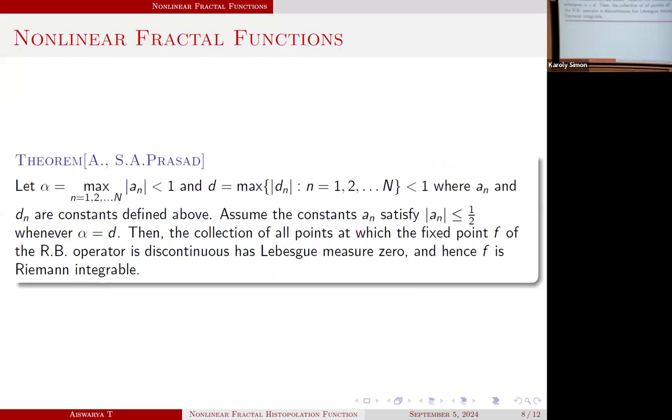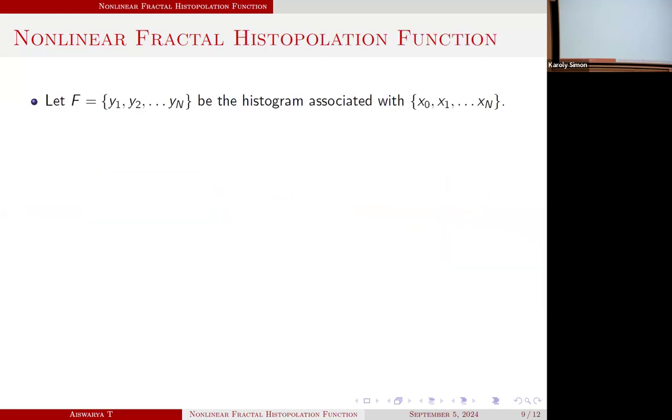Then we proved the Riemann integrability of this function. So we defined alpha to be the maximum of the contraction factors and d to be the maximum of the vertical scaling factors. Whenever alpha was equal to d, we assumed that the maximum of the contraction factors should be less than or equal to half. Then we proved that the set of points where the RB operator is discontinuous has Lebesgue measure 0. And for that matter, the function was Riemann integrable.